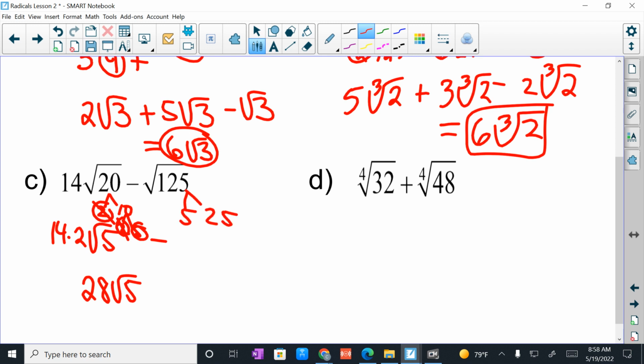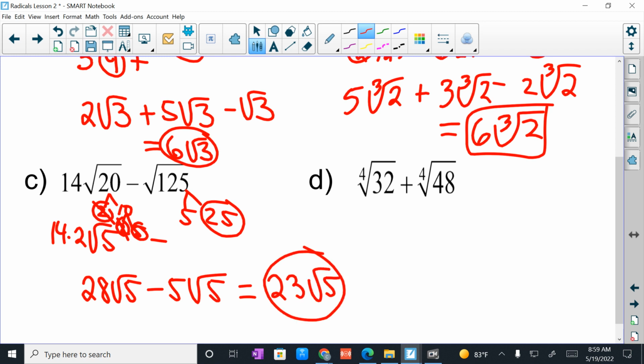5 and 25. What's the square root of 25? What you got? No, it's not 3. So that's 23 square root of 5. Let's go. How can I break down 32 the easiest way?